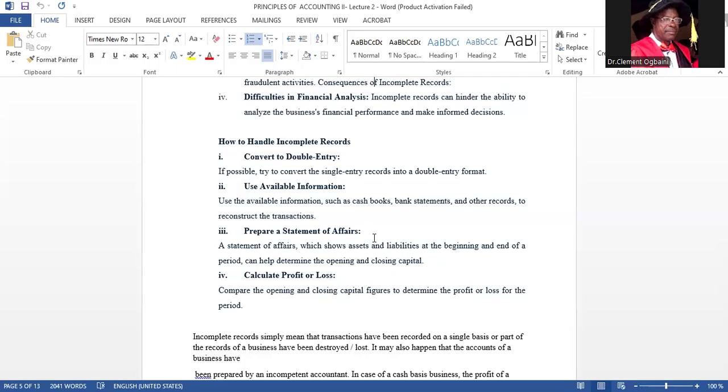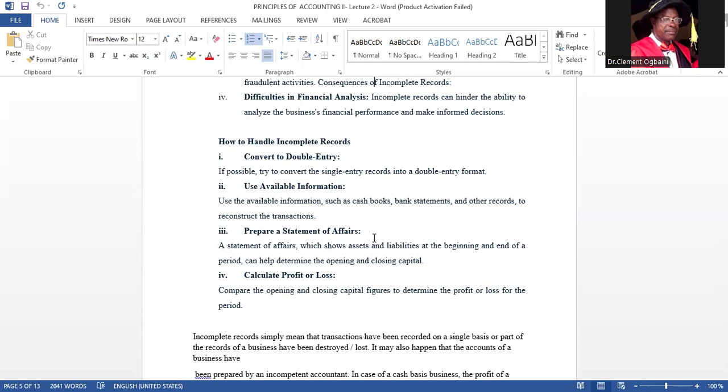Because if the capital grows, there must be evidence that, say, the shareholders brought in more capital, or if the capital reduced, maybe there were withdrawals. If the liability increases, you have to check things like trade credit, overdraft, and bank loan. If the asset increases, you check both the current asset and the fixed asset.